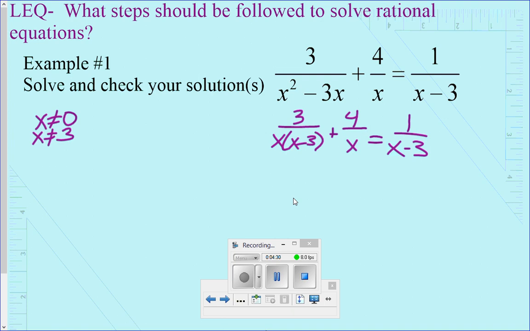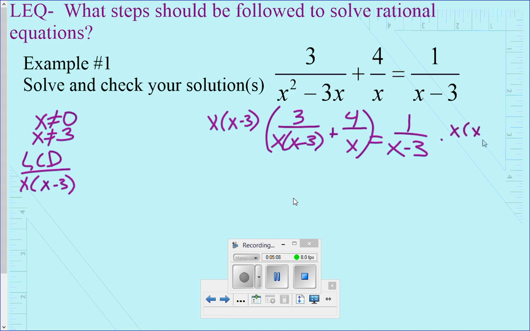So the way that we're going to get rid of these fractions is by looking at the denominators and figuring out what the least common denominator would be. We're not going to get a common denominator, but we're going to multiply by the common denominator on both sides of the equation. So if I look at x, x minus 3, x, and x minus 3, I can see that x times the quantity x minus 3 is the least common denominator. So again, I'm not going to get a common denominator, but I am going to multiply everything by that common denominator, so both sides of the equation. So I'm going to go ahead and put that over 1.